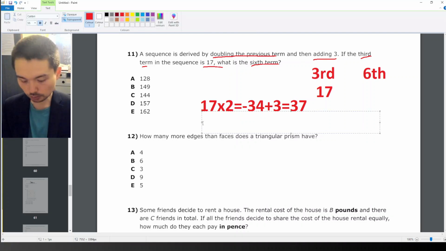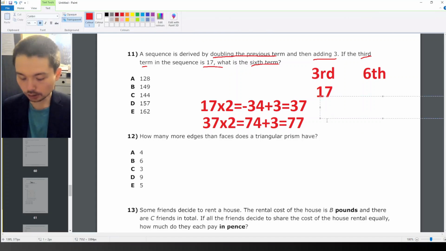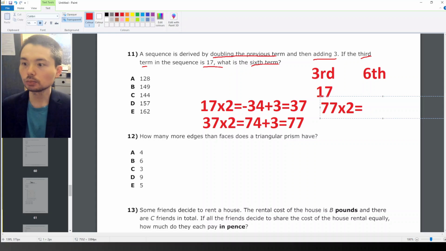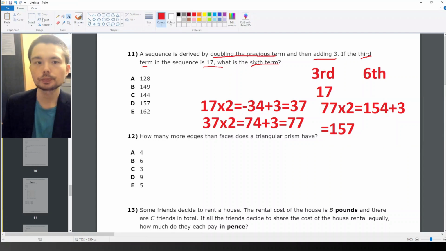37 times 2 is equal to 74. And then you add 3, which is 77. So that's the fifth term. And now you go again. The sixth term, 77 times 2. That is 154, and then you add 3, so that is 157. There we go.